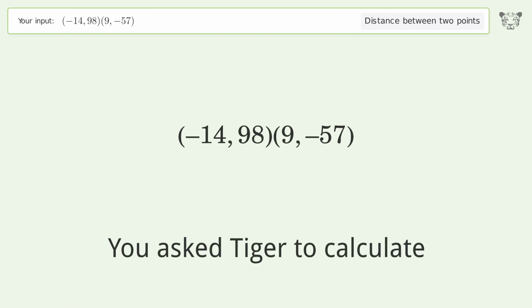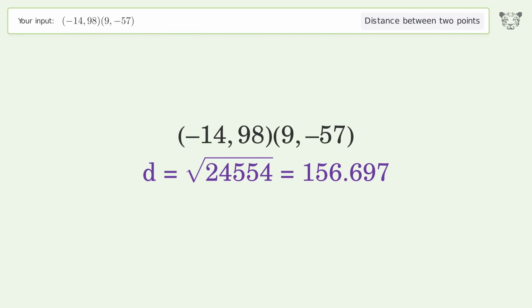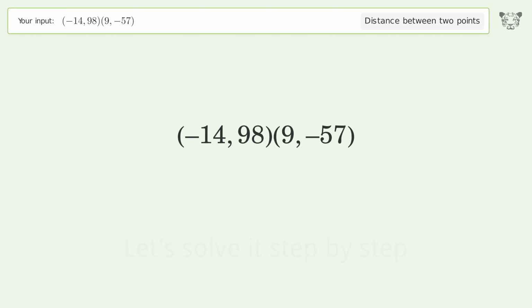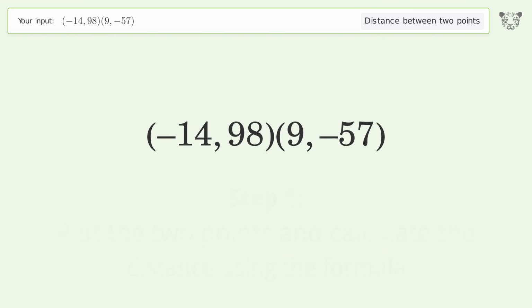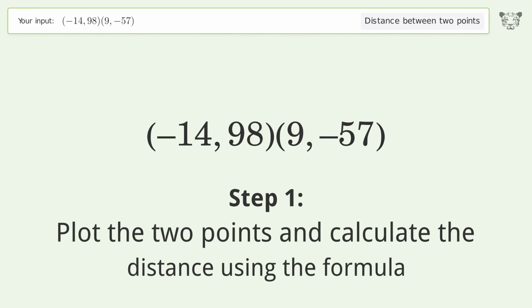You ask Tiger to calculate. This deals with the distance between 2 points. The distance between the 2 points is the square root of 24,554 or 156.697. Let's solve it step by step. Plot the 2 points and calculate the distance using the formula.